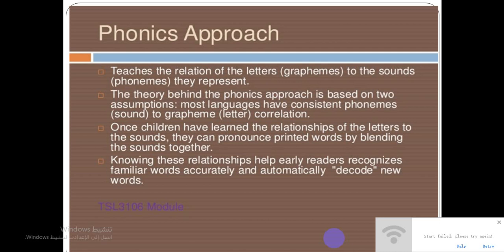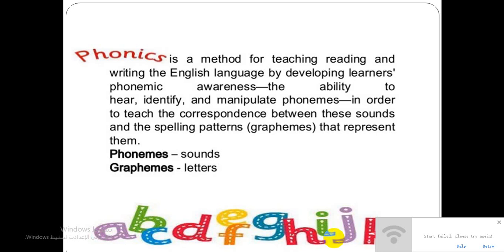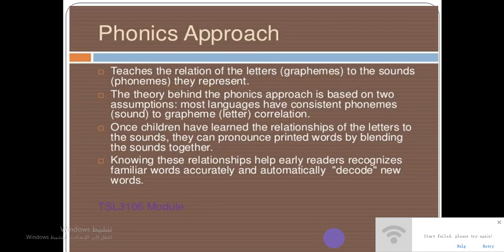The phonics approach. Definition of the phonics approach: phonics is a method for teaching reading and writing the English language by developing learners' phonemic awareness, the ability to hear, identify, and manipulate phonemes in order to teach the correspondence between these sounds and the spelling patterns, graphemes, that represent them. Phonemes mean sounds, graphemes mean letters. The phonics approach teaches the relation of the letters, graphemes, to the sounds, phonemes, they represent.